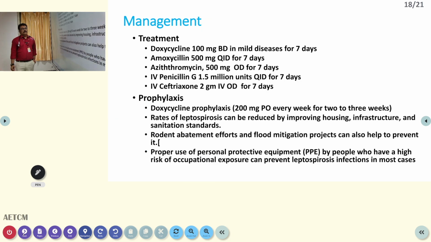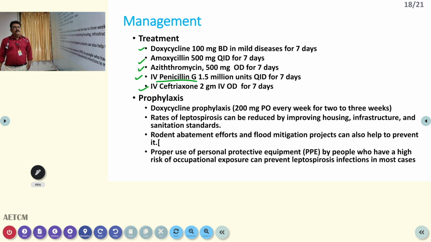Now, how do you treat leptospirosis? That is very important. Leptospira is not an organism which has a lot of resistance against antibiotics. Most of the simple antibiotics can be used to kill the organism, including doxycycline, amoxicillin, azithromycin, penicillin. Penicillin is crystalline penicillin, ceftriaxone. Any antibiotic, for that matter, any antibiotic, Leptospira can be treated easily.